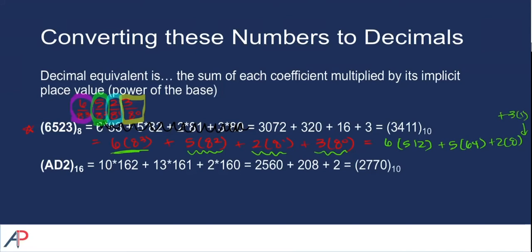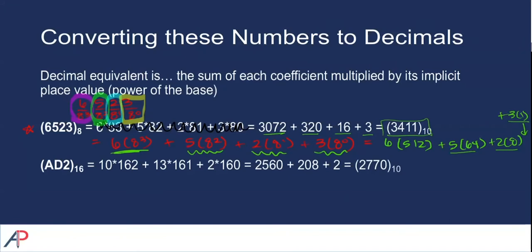When we calculate the rest of this, 6 times 512 is indeed equal to 3072. 5 times 64 is 320. 2 times 8 is 16. 3 times 1 is 3. And when we add that all together, we should get 3,411, which will be our decimal representation of our previously written out octal number 6523.